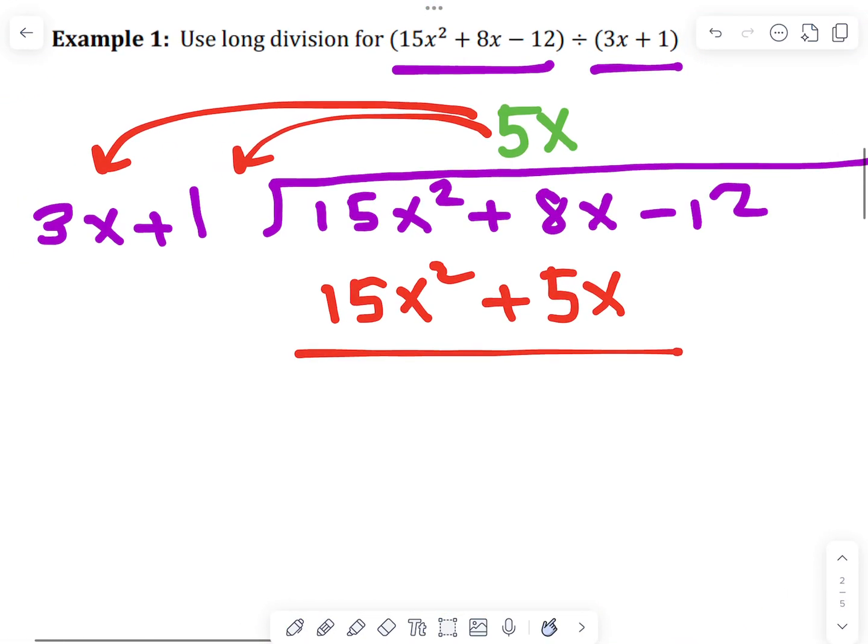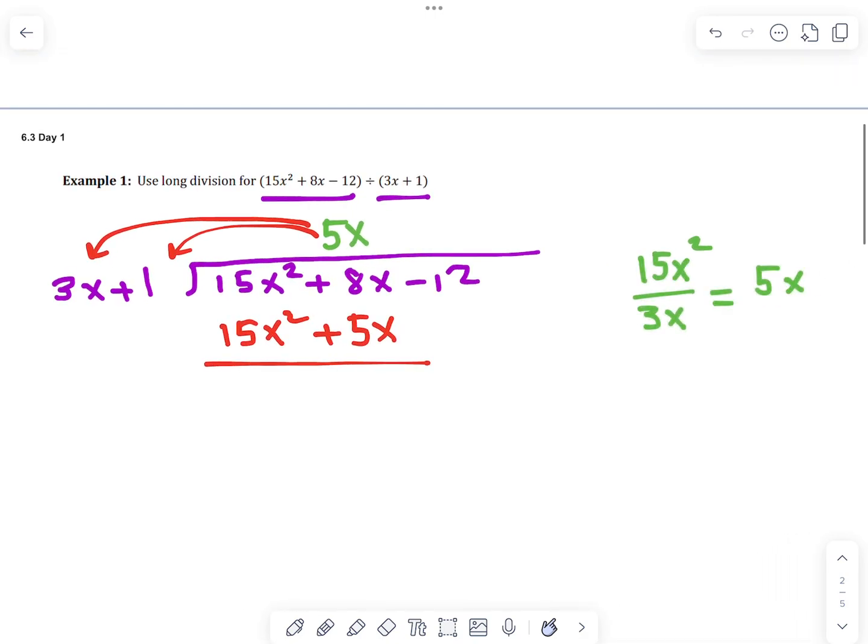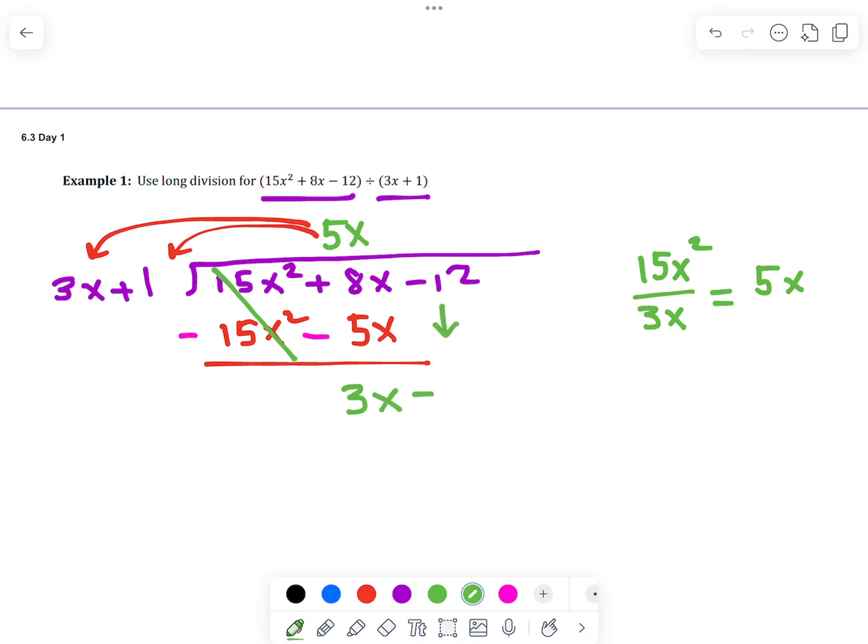We have to subtract through, so that's going to change the sign of the 15x squared and the 5x. Now what happens is the 15x squares cancel, and then 8x minus 5x is 3x. Now we go ahead and bring down the next term. We bring down that minus 12.